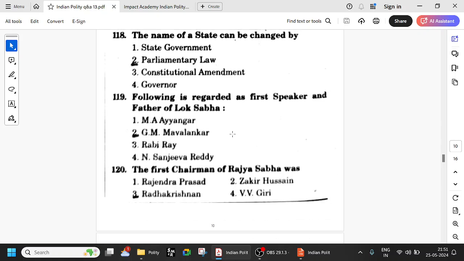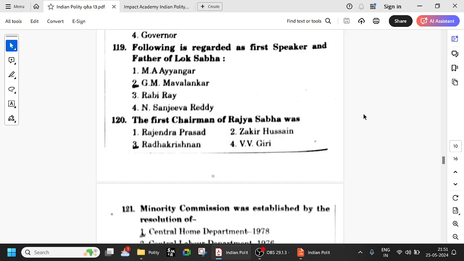Who is regarded as the first Speaker and father of the Lok Sabha? G.V. Mavalankar. Neelam Sanjeeva Reddy was Chief Minister of Andhra Pradesh and President of India once, and G.V. Mavalankar was the first Speaker and father of the Lok Sabha. Remember that. Very important. The first Chairman of the Rajya Sabha was Dr. Radhakrishnan. Zakir Hussain, V.V. Giri, Rajendra Prasad were all Presidents, right? Dr. S. Radhakrishnan was also President, but the first Chairman of the Rajya Sabha was Dr. Radhakrishnan. That means first Vice President also.